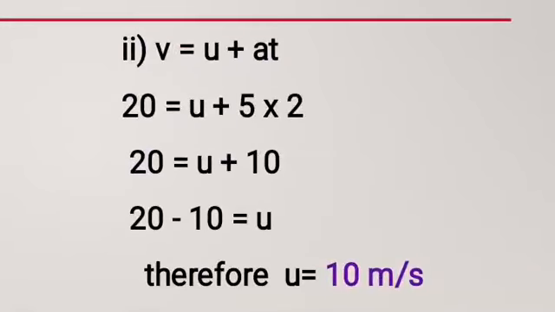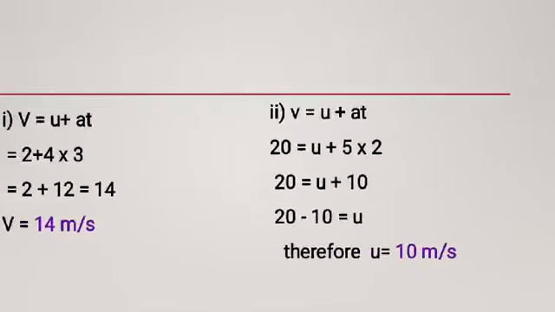Now see the second one. Here velocity is given. We have to find the initial velocity. 20 is equal to u, meaning initial velocity, plus 5, acceleration, into 2, time. 20 equals u plus 10. So we got u, the initial velocity, as 10 meter per second.